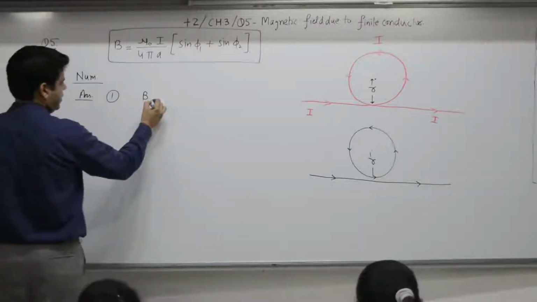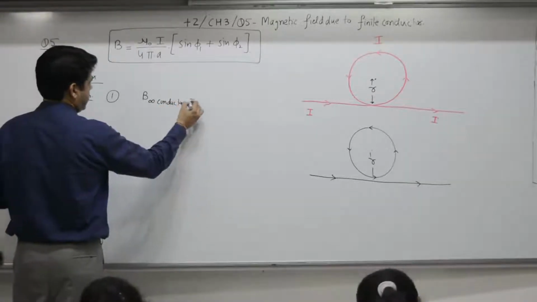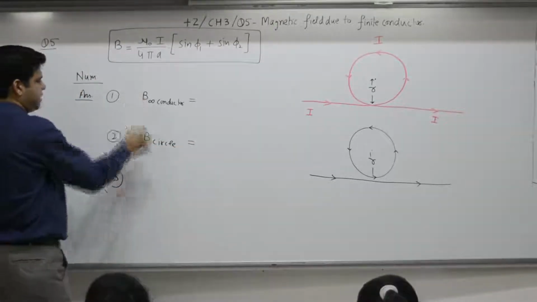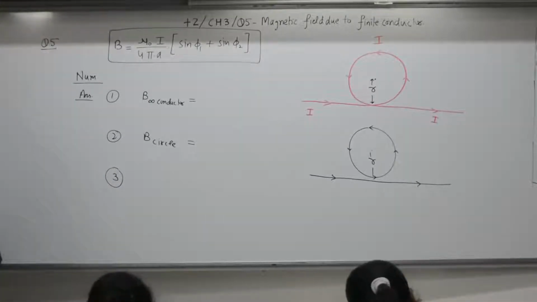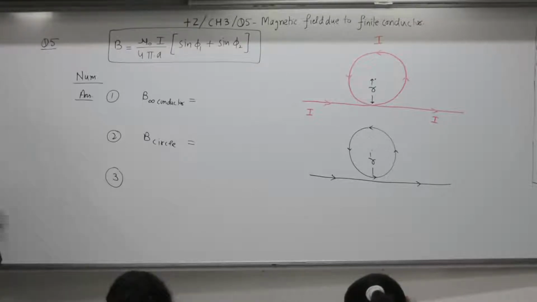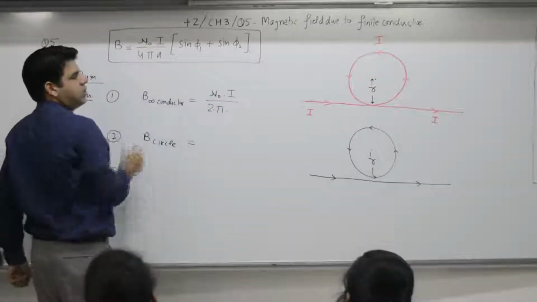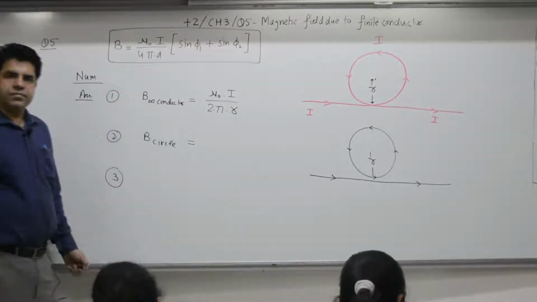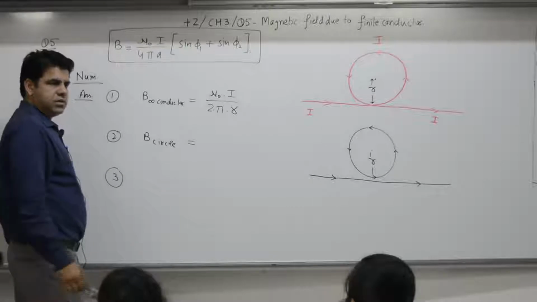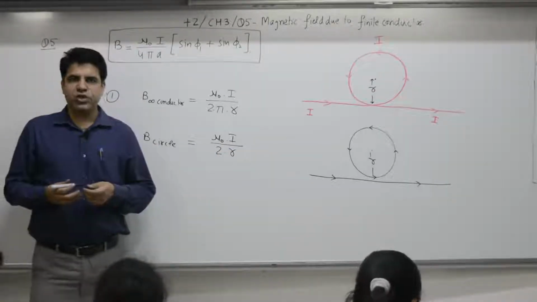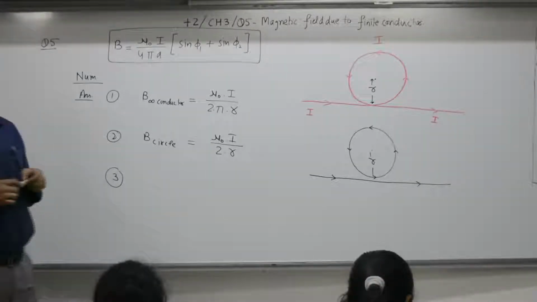Magnetic field due to the infinite conductor. Then magnetic field due to the circle at the center. Third, we will see the effect of the two. Magnetic field due to the infinite conductor, tell me the result: nu naught I by 2 pi. A was the perpendicular distance; here the perpendicular distance is R. Circle: nu naught I by 2R. Then the effect, whether the two are supporting or opposing, is another question.